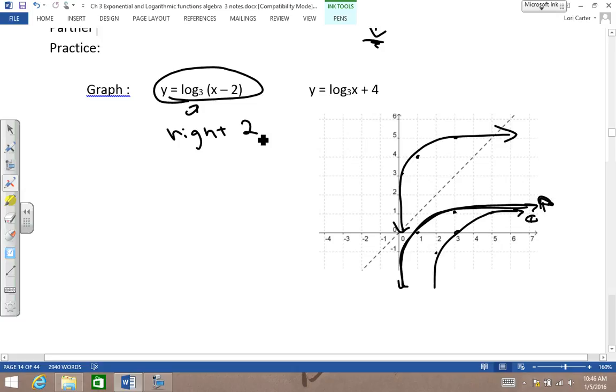Do I have to do any work? No, you just take every point and you go right 2. From here to here, from here to here, graph your move. Good? Okay, how does the next one move? Up 4. So you take every point again and you go up 4. Easy enough? Good. Graph them in.